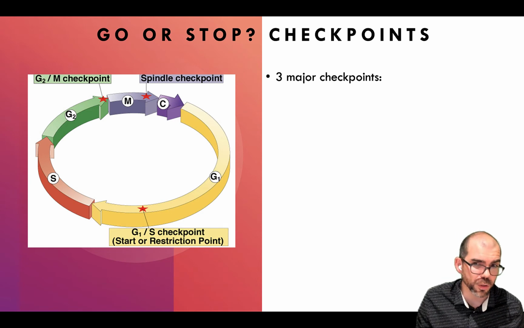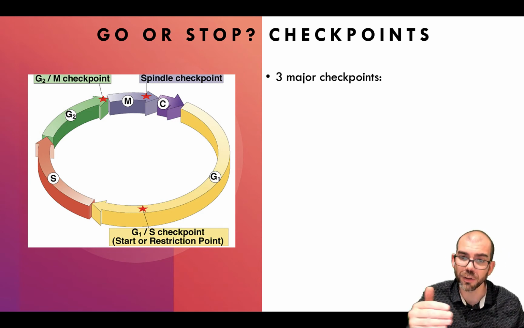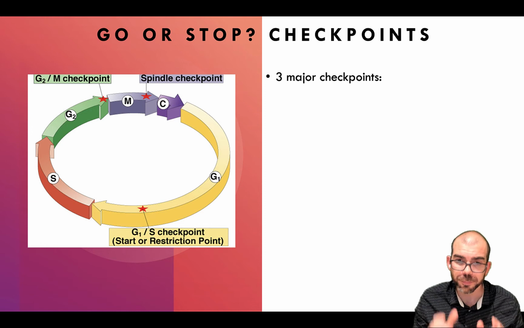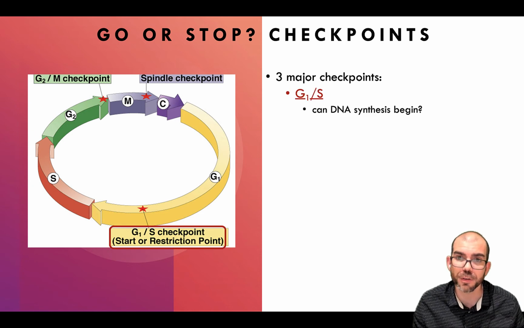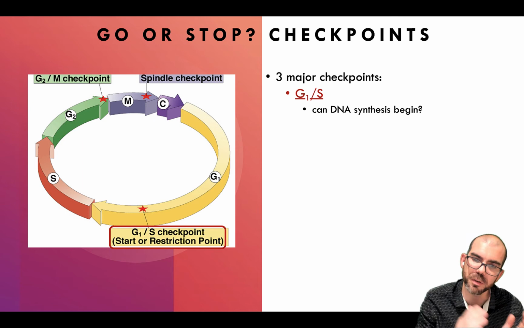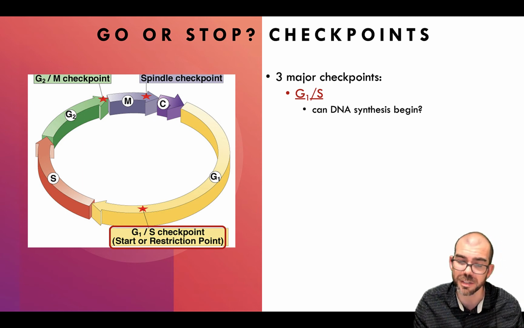So to check a cell to either go forward or stop, there are 3 major points we call checkpoints in the cell cycle where that determination is made. The first checkpoint is when a cell is going from G1 to S. Here, the cell's being checked to make sure, should we do DNA synthesis? The DNA in the cell is checked to make sure there's no mutations or anything going wrong. If it's right, awesome. They get some cyclins and move on to the S phase. If not, they could be sent to G0.